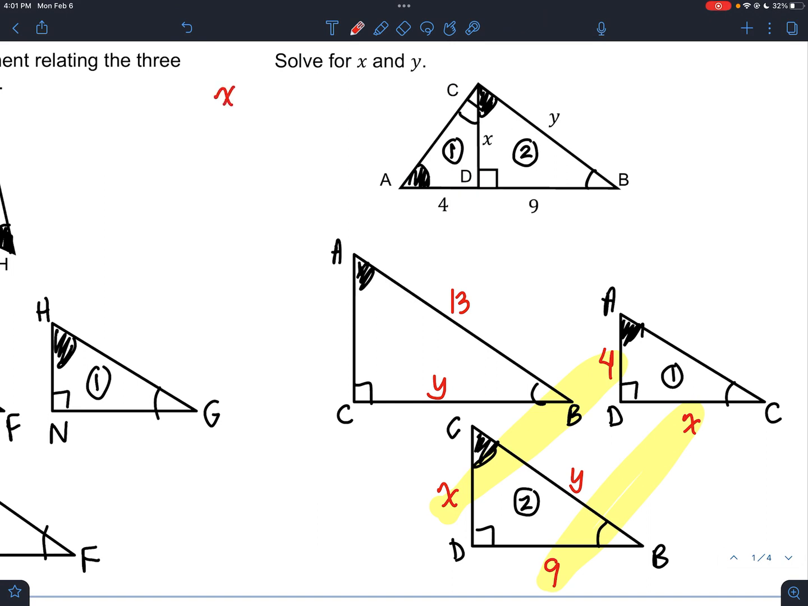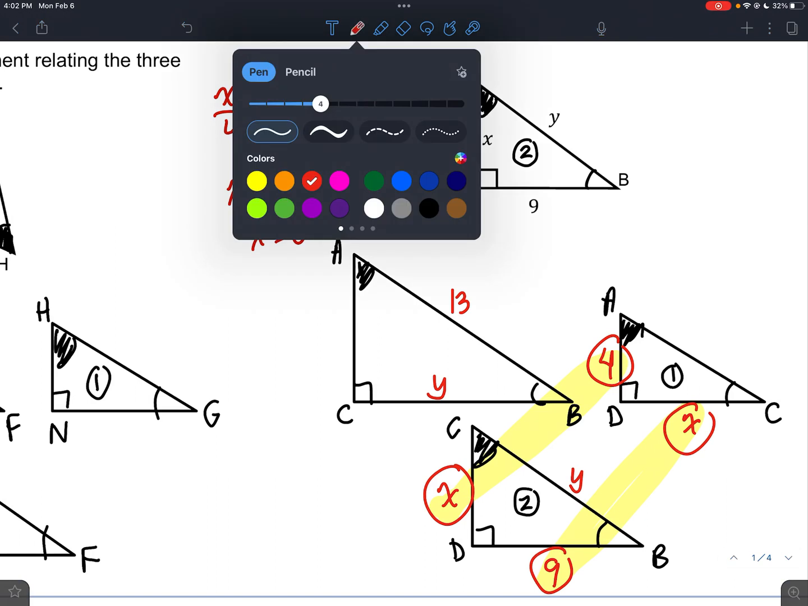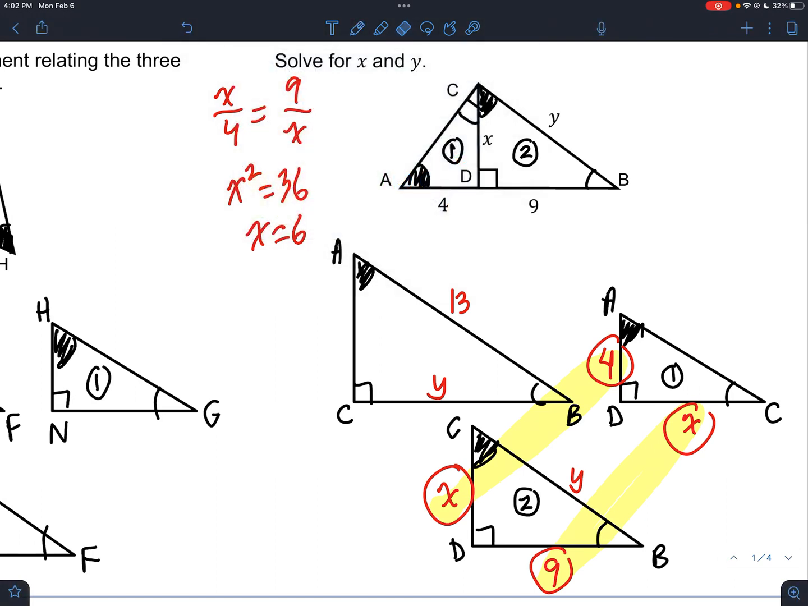So what you do is you would say, all right, x, I would do this over this is equal to 9 over x. Why? Because they're similar triangles and they are in proportion, the sides. So I'm going to cross multiply and get x is 6. So I'm going to go ahead and go to where there's x's, and I'm going to write that these are equal to 6.